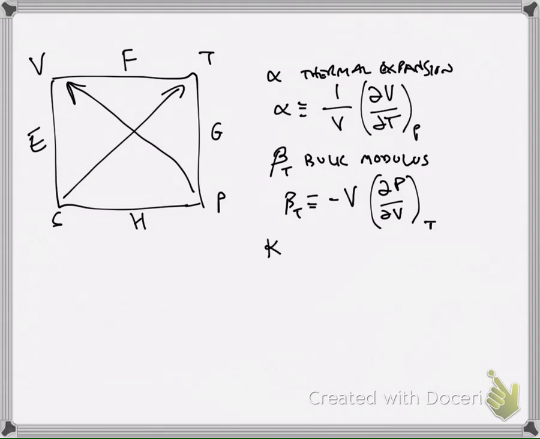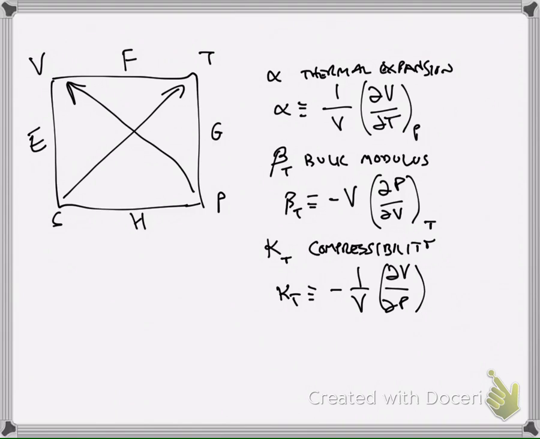Another quantity that shows up a lot is kappa sub T, which is the compressibility. And the compressibility is defined as minus 1 over the volume, partial volume with respect to pressure at constant temperature. So you can see that, assuming that derivatives are nice and behave well, kappa is basically 1 over the bulk modulus.